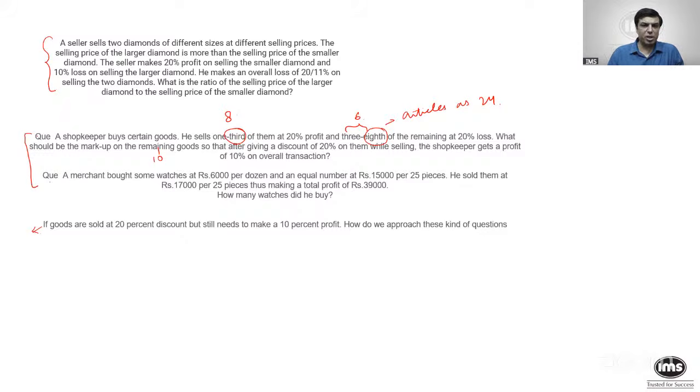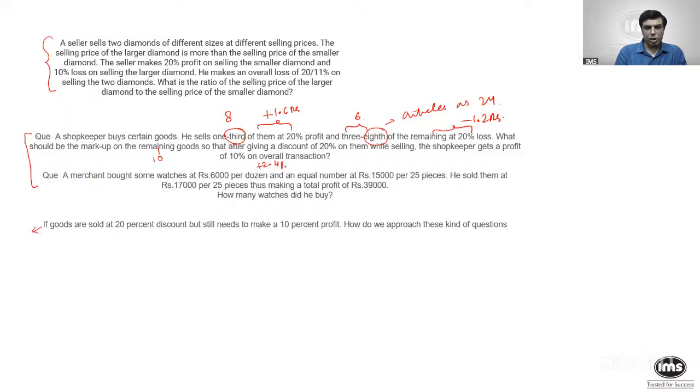You can just consider the cost price as, let's say, 1 rupee per article. Okay, so in which case, if you are selling 8 articles, 8 rupees is the cost and 20% profit is 1.6 rupees. So you are making 1.6 rupees from here. Then 6 articles you are selling, 6 rupees is the cost and 20% loss is 1.2 rupees. 1.2 rupees you are losing here. Okay. Overall, you want to make 10% profit. 10% of 24 rupees is basically 2.4 rupees.